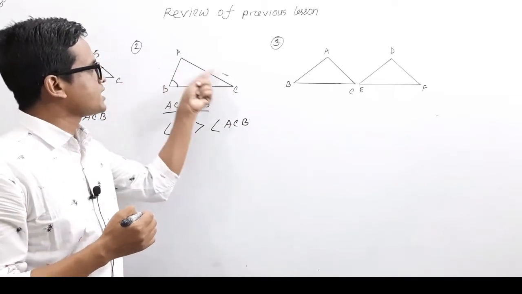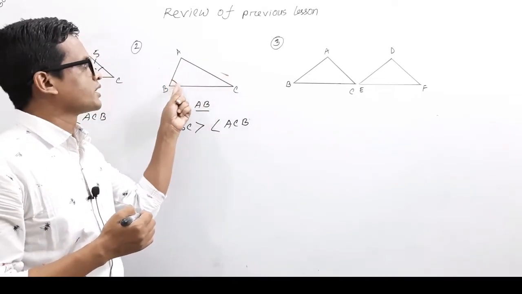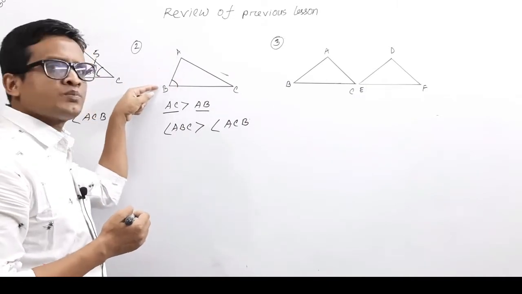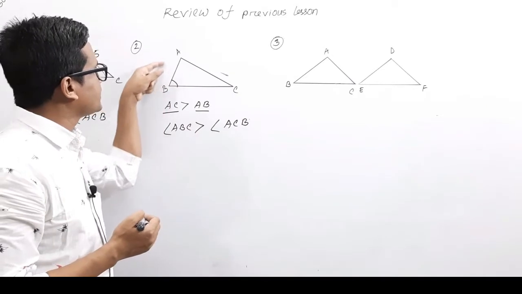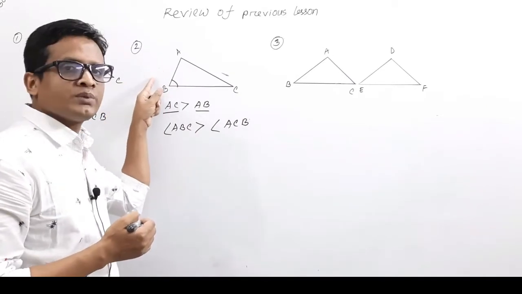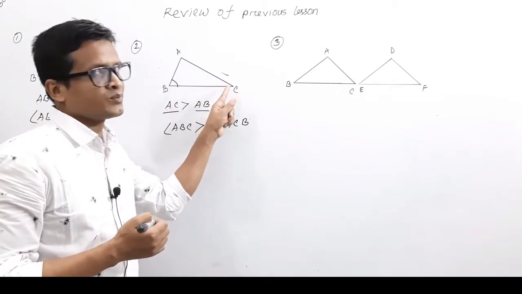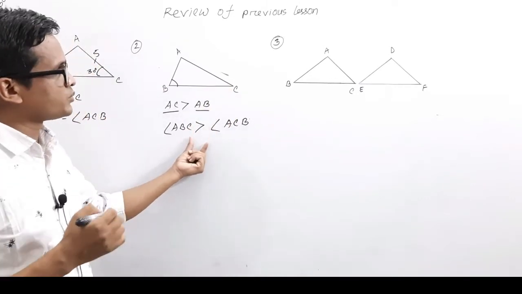That means when the side is greater, the opposite angle will be greater. When this side is smaller, the opposite angle will be smaller, right? Here AB is smaller, so the opposite angle will be smaller. This one you also have to learn.